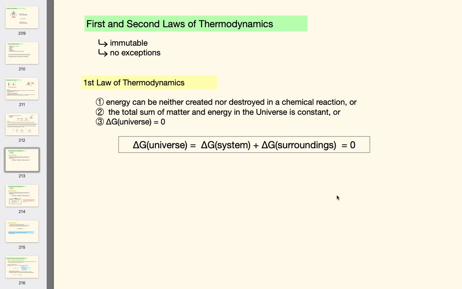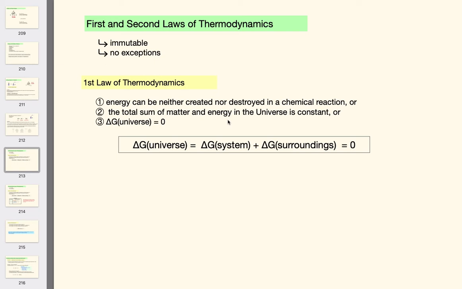Sometimes it's expressed: energy can be neither created nor destroyed in a chemical reaction. That's pretty good. What this means is the heat that's lost somewhere has got to be gained somewhere else. But nothing's created or destroyed, it's just shifted around. Another way it's worded is, more generally, the sum total of matter and energy in the universe is constant. Again, the energy in the universe can shift from one place to another, from system to surroundings, or the other way. It can move all around, but at the end of the day, it's constant. Nothing's being created nor destroyed.